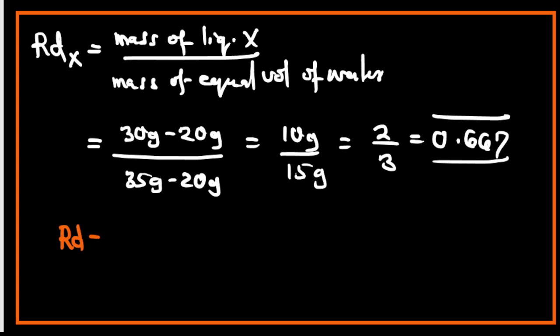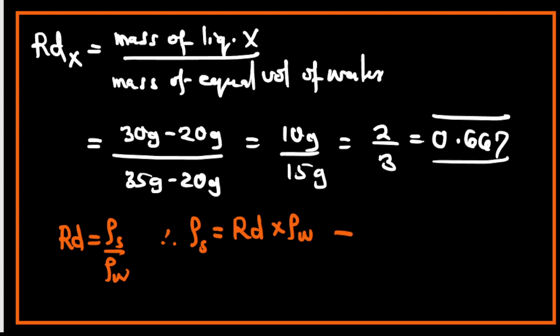From RD being density of a substance over density of water, we can tell that density of the substance is going to be relative density of that substance times density of water, right? So now imagine that this is RD. We all know that the density of water is 1 gram per cm cube, which means multiplying 1 times RD will just give you RD.